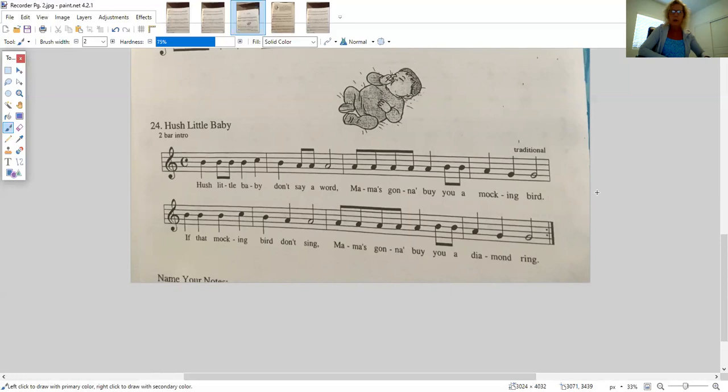Hush, little baby, don't say a word. Mama's gonna buy you a mockingbird. If that mockingbird don't sing, Mama's gonna buy you a diamond ring.